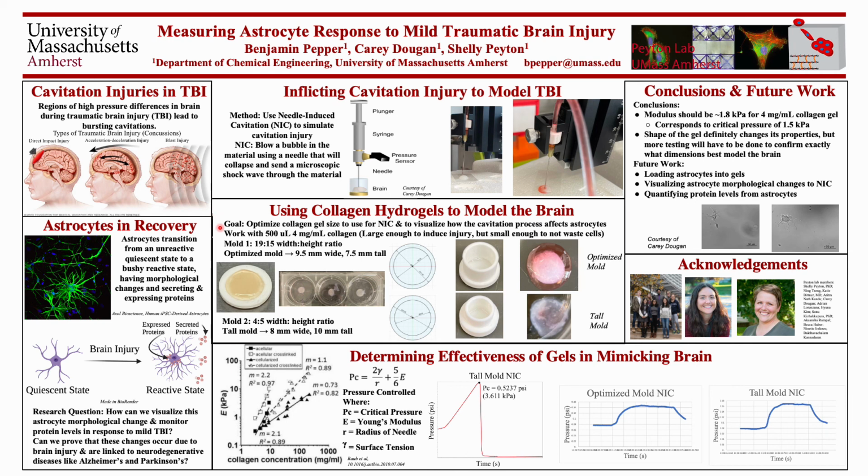I did this by using 500 microliter 4 milligram per milliliter collagen gels, as they were large enough to induce the injury, but small enough as to not waste too many cells. The first mold I worked with was an optimized mold that had a 19 to 15 width to height ratio, being 9.5 millimeters wide and 7.5 millimeters tall. Its Fusion 360 schematic can be seen here along with what the mold looks like with no gel.